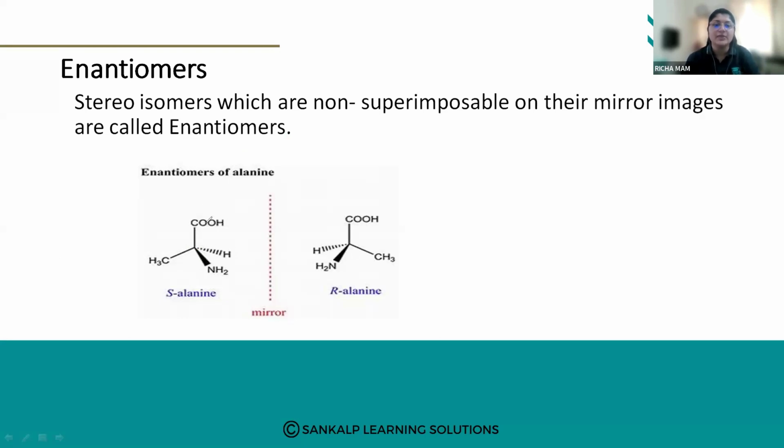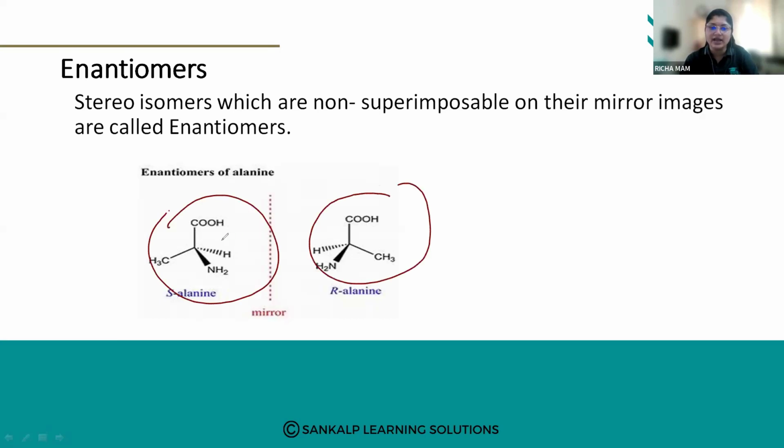So these are the enantiomers of alanine. When you take the mirror image, these are mirror images of each other. Suppose this is H, this is NH2 and this is CH3. Now this is your R alanine.